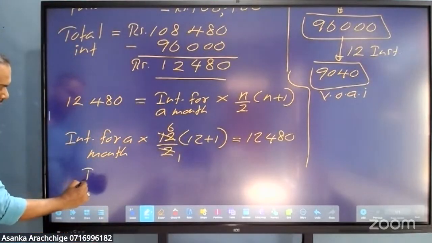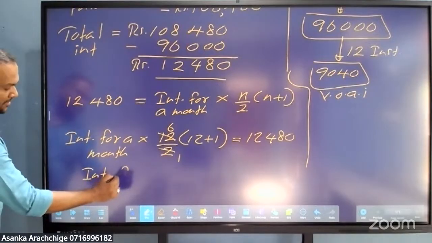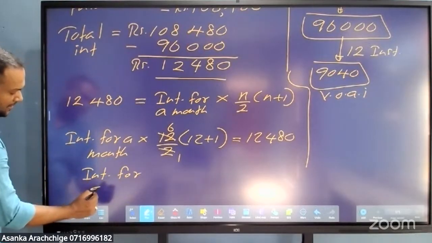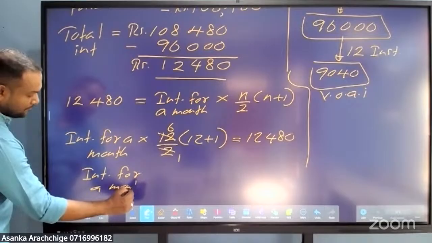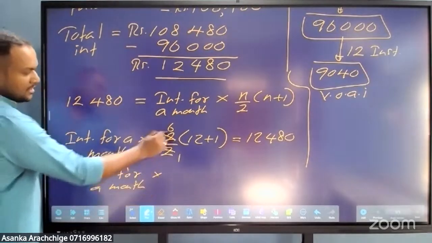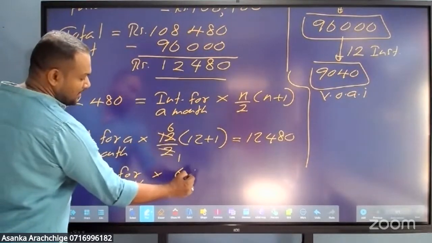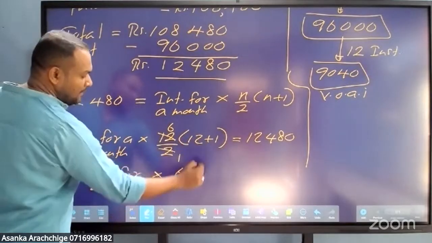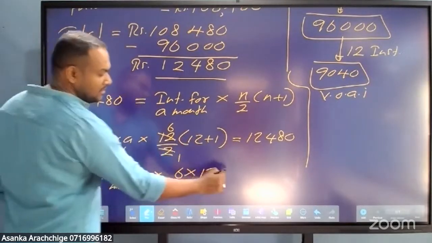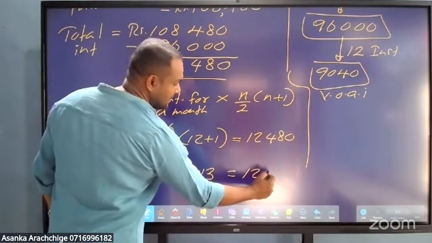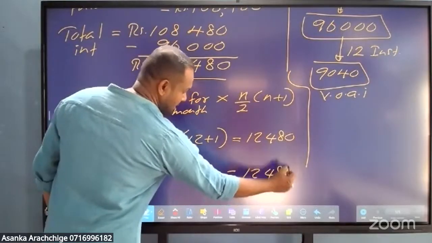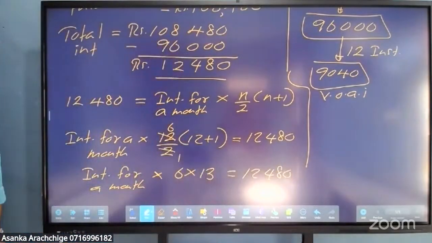Therefore, interest for a month or interest for a month unit times here 6 times 12 plus 1, 30. That must be 12,408. Right? Now check out your steps.